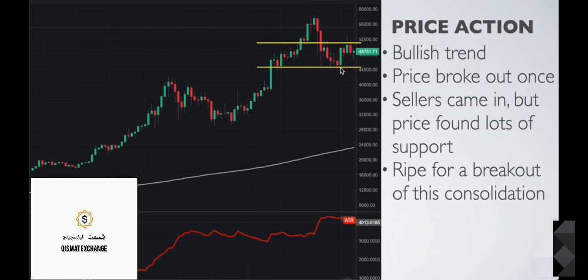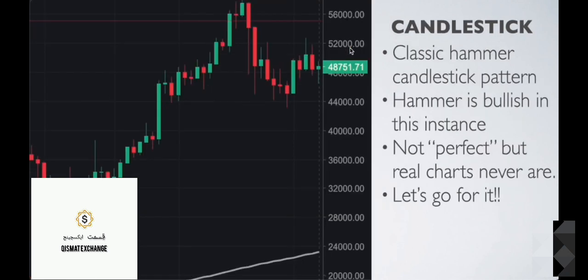Where is the resistance? Definitely here. We can see the price was coming up and kind of found a little bit of resistance here, but also here, 1-2 days of resistance. Absolutely, definitely resistance right there. Let's move in on this. Can you see the candlestick chart?